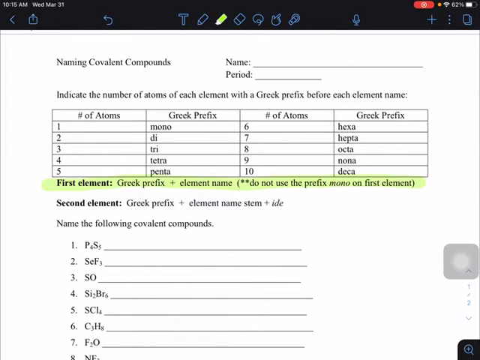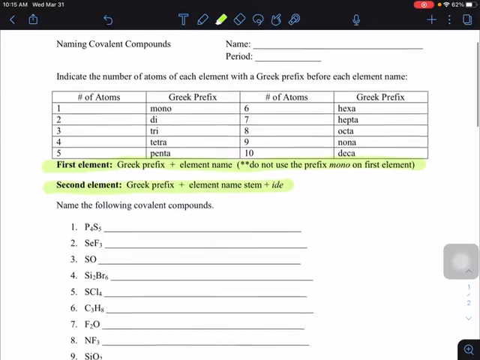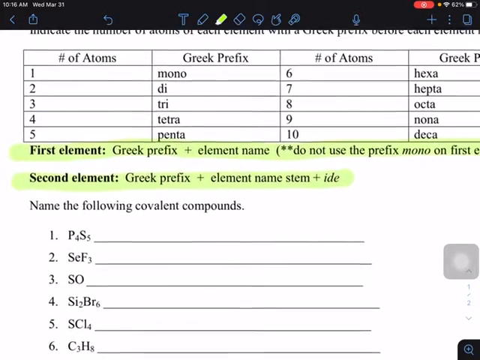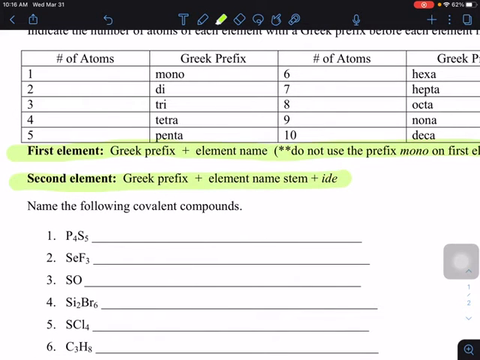On the second element, we use our Greek prefix plus the element stem name, and we always change our ending. Just like ionic compounds, we change the ending to IDE. Okay, so for the first one here, we've got P4S5. The subscript 4 is telling you how many you have, and that prefix is going to be tetra.